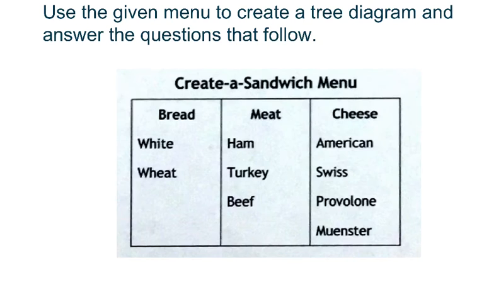So now we're going to look at a menu. We go to a menu where they make sandwiches, and let's just say it's a basic menu like this. There are three choices, so that means there will be three sections of our tree diagram.